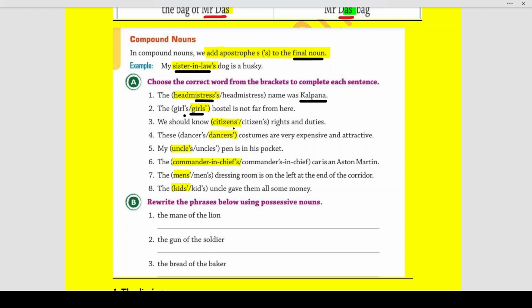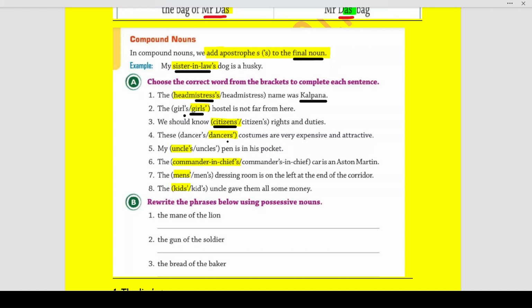We should know citizens or citizen's rights and duties. We should know citizen's because citizen is a singular noun. Citizens, it is ending in S and is the plural form of citizen. Therefore, we will just add an apostrophe after citizens.